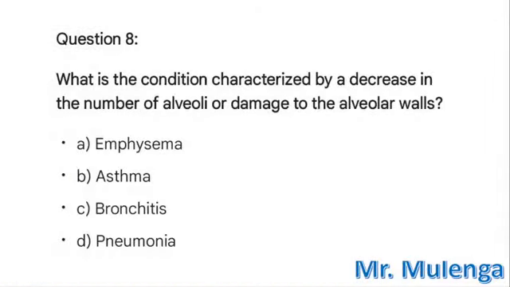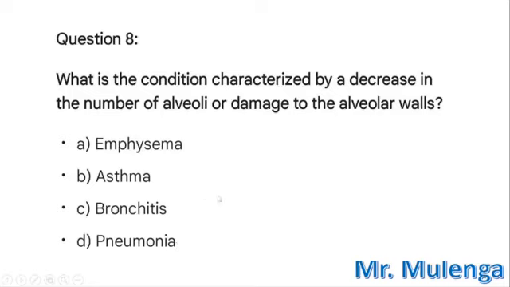So we now move on to our question 8. The question reads, what is the condition characterized by a decrease in the number of alveoli or damage to the alveolar walls? So we are looking for a condition that will be characterized by the decrease in the number of alveoli, or damage to the alveolar walls. A, emphysema, B, asthma, C, bronchitis, D, pneumonia.